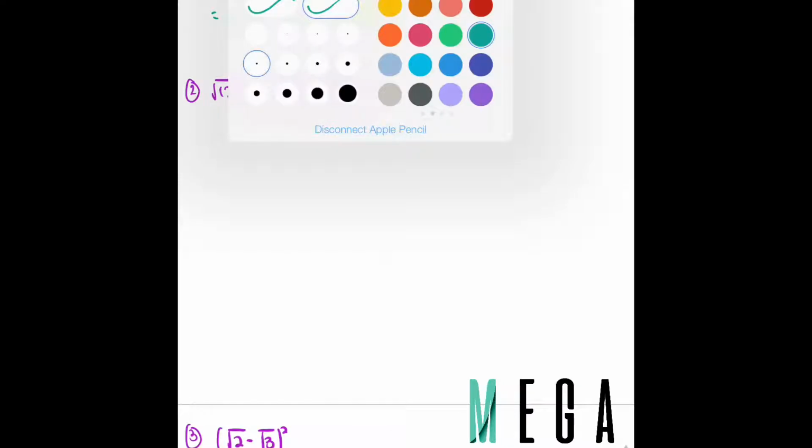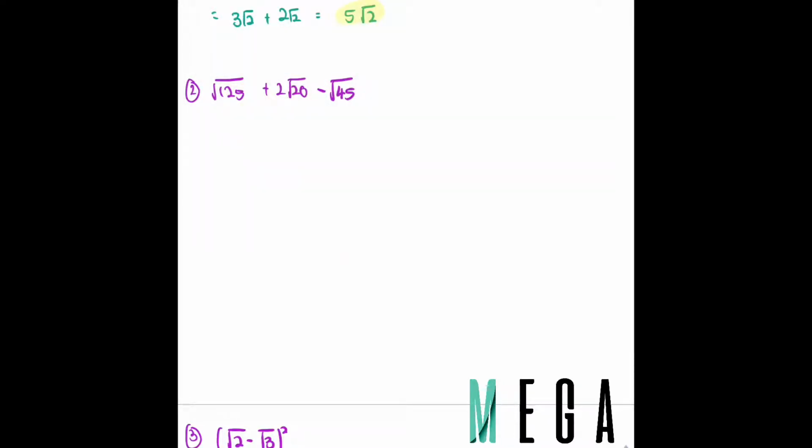How about the second question? Right now we are dealing with addition. The first term is surd 125. So how do you simplify surd 125? Surd 125 is basically 5 times 25. And surd 20 is basically 4 times 5. And surd 45 is basically 9 times 5.